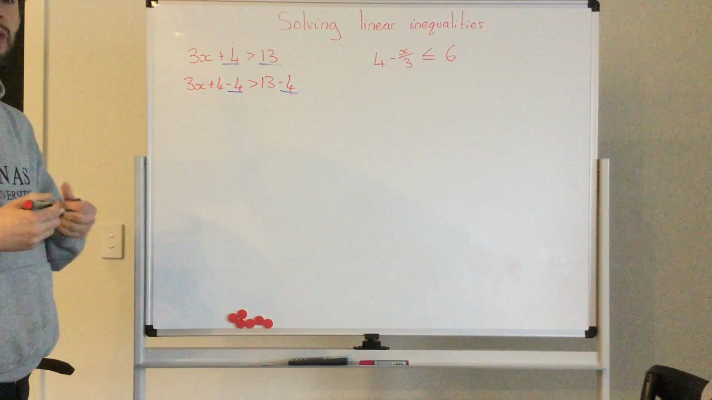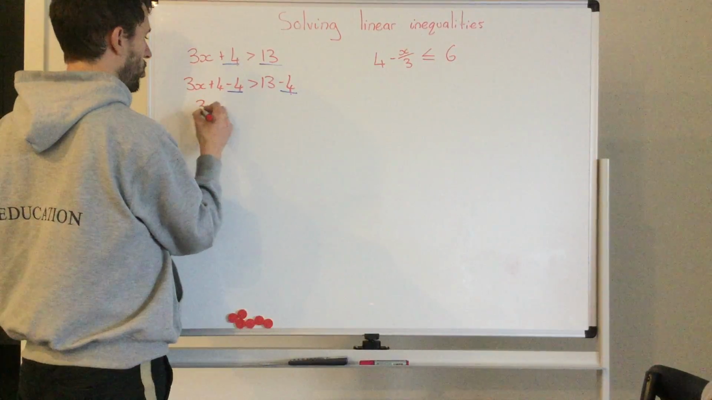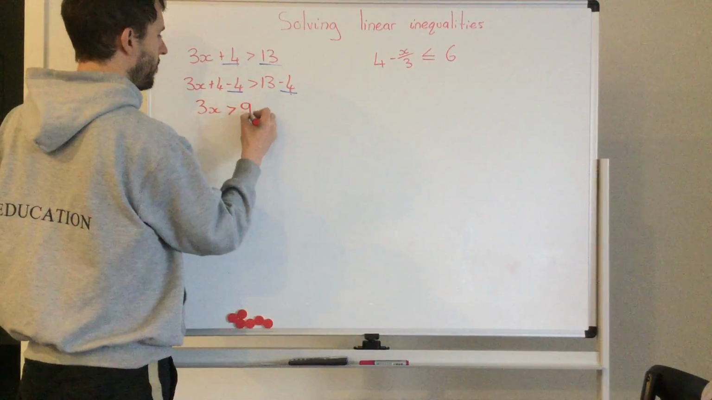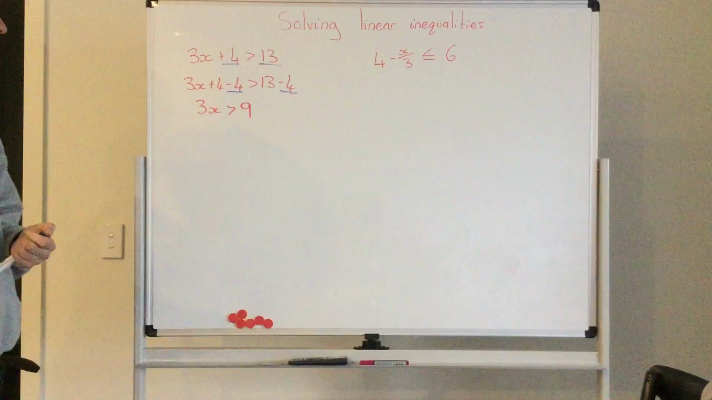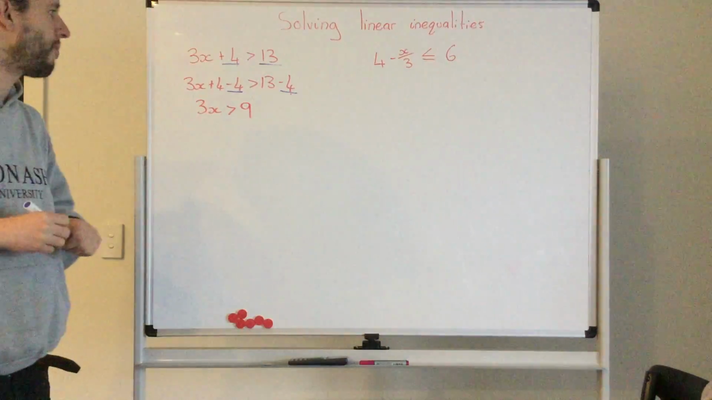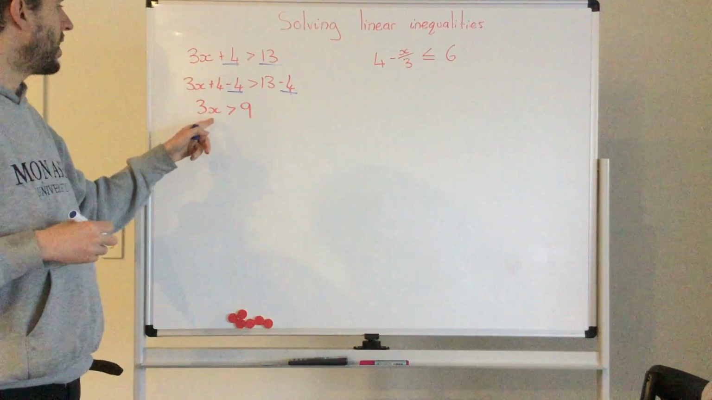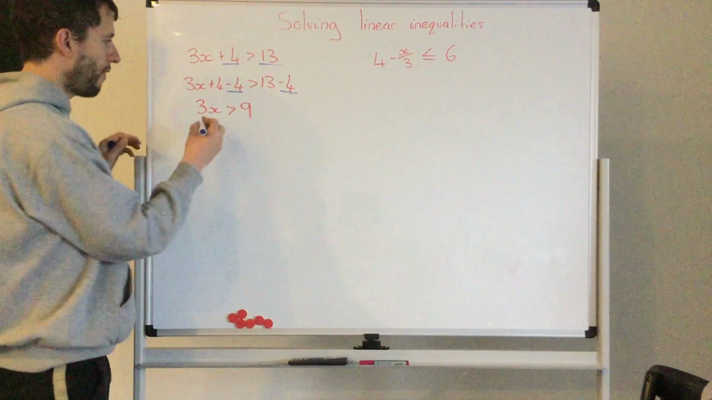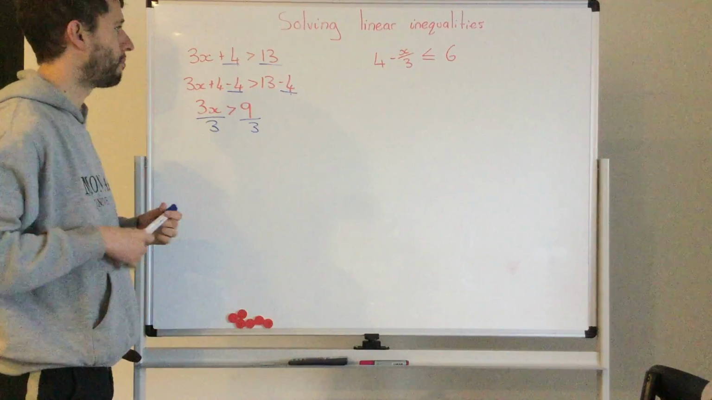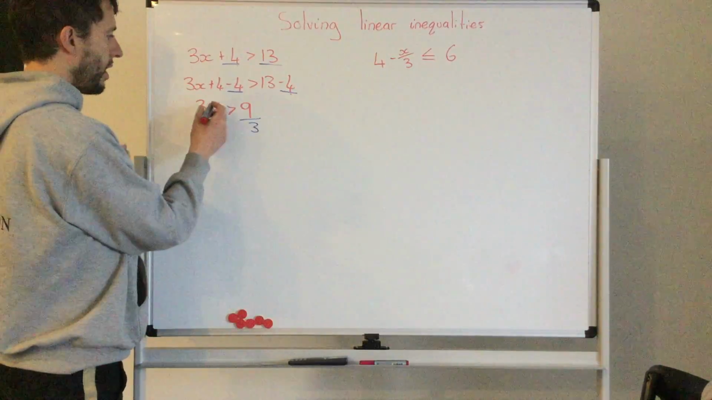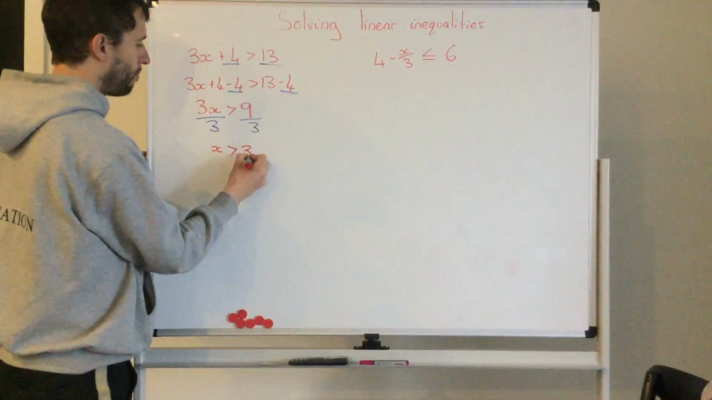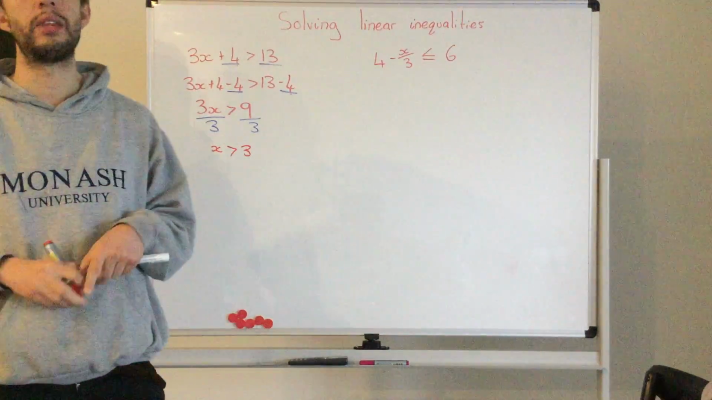So 4 take 4 equals 0, so that just means I have 3x. And 13 take 4 equals 9. So 3x is greater than 9. Now to get x by itself, I need to divide this side by 3. So I'm dividing my right-hand side by 3. So 3 divided by 3 is 1, so x. 9 divided by 3 is 3. So x must be greater than 3.